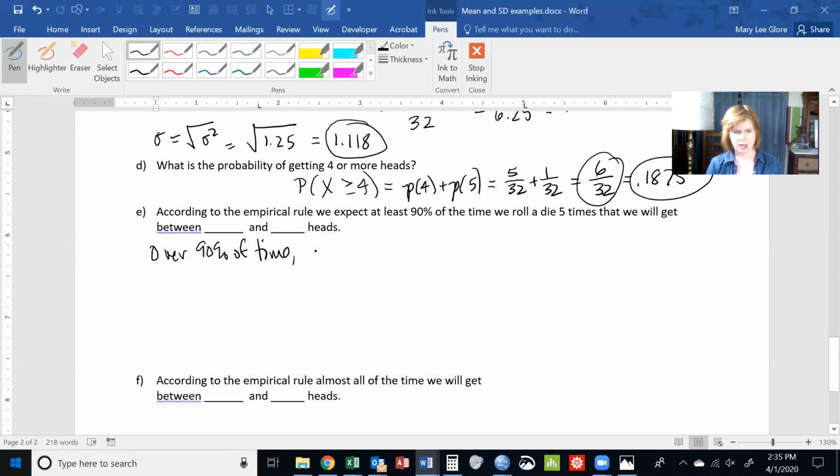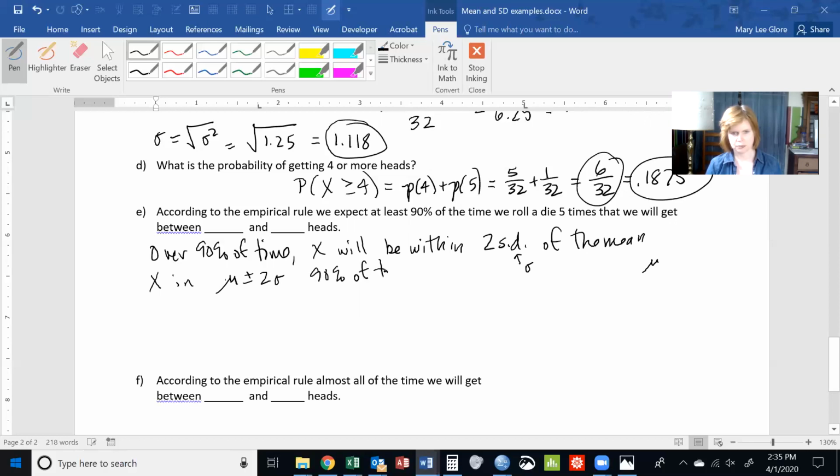Over 90% of the time, my random variable x will be within 2 standard deviations of the mean. Standard deviation is sigma, and the mean is mu. So that means we think x is in this interval, mu plus or minus 2 sigma, 90% of the time. All right, so let's figure out what this is. So we got mu minus 2 sigma, mu plus 2 sigma.